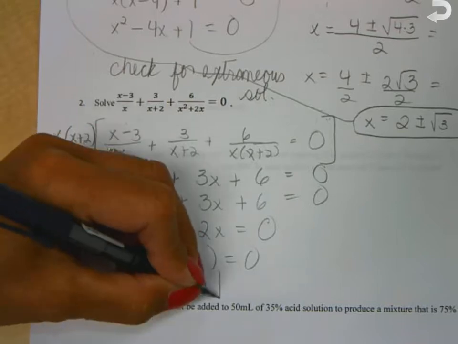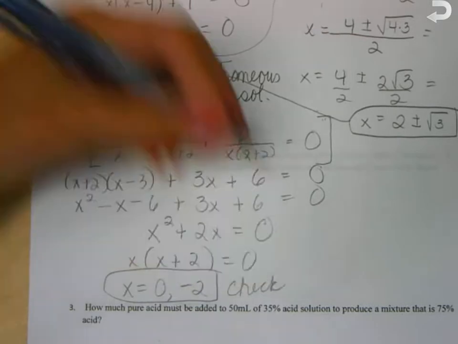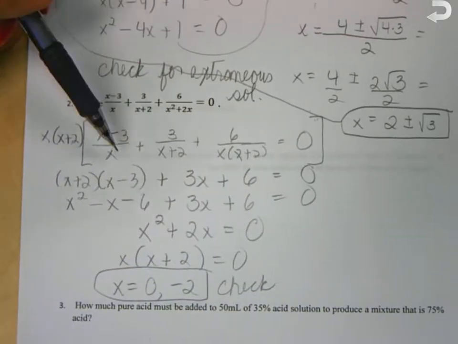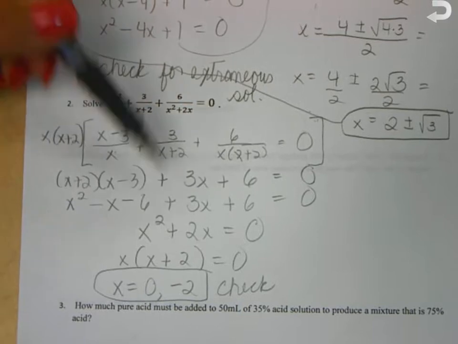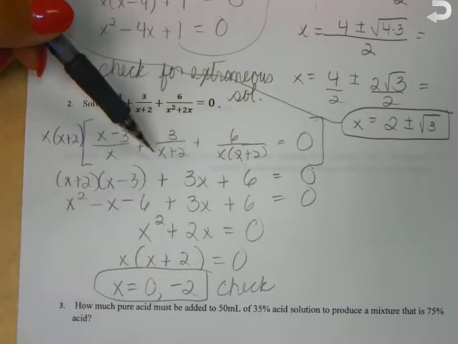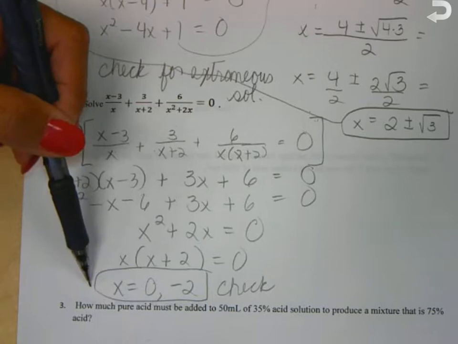And I end up finding that x equals 0 and x equals negative 2 are two solutions. However, I need to check for extraneous. And I find out that if I use 0, I make my first fraction have division by 0. And if I use negative 2, I have my second fraction have division by 0.